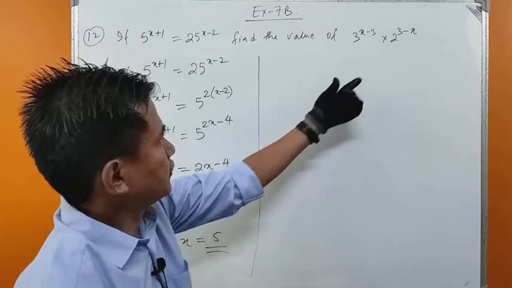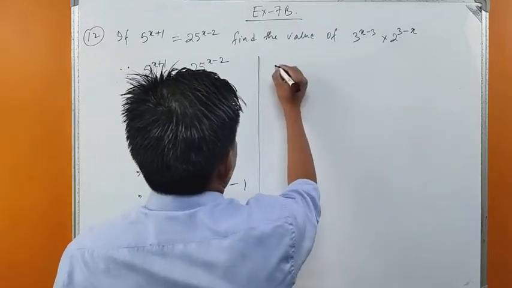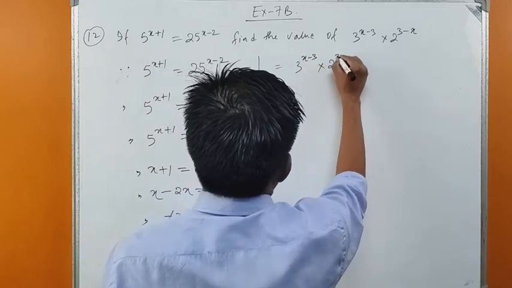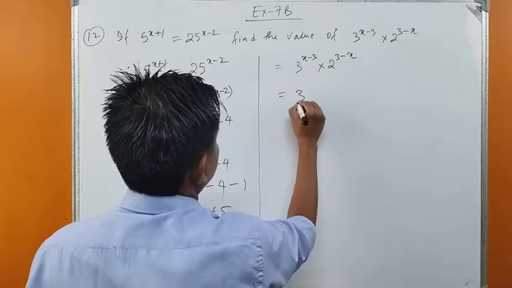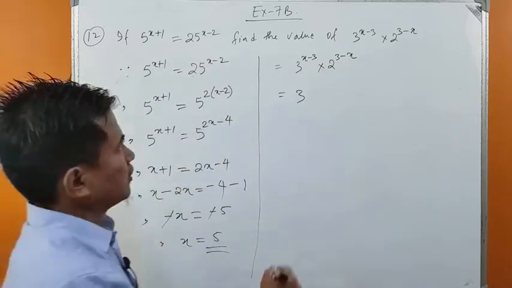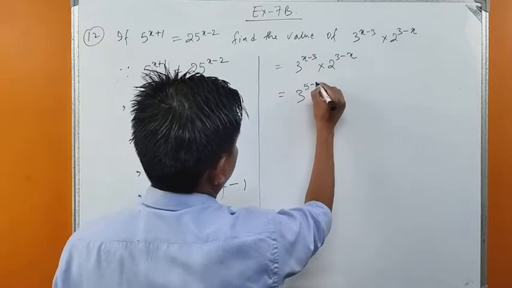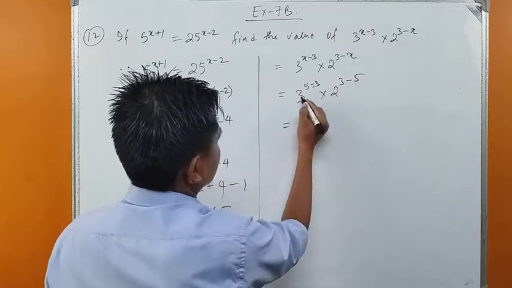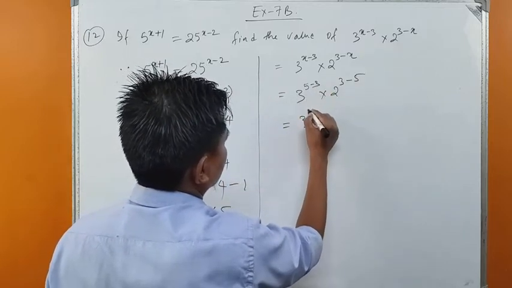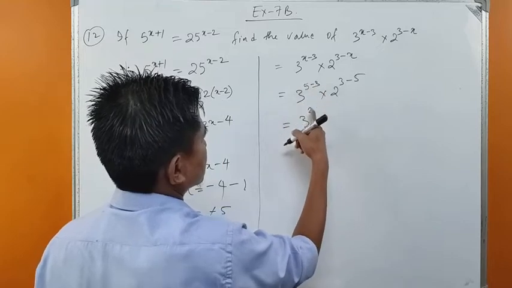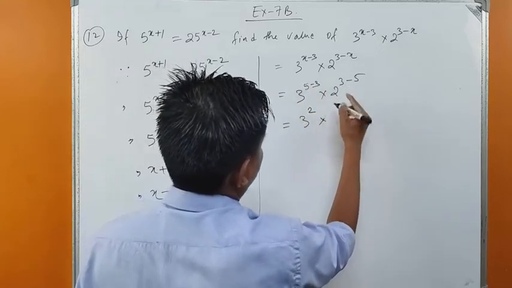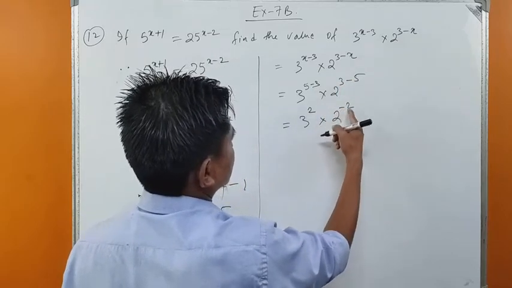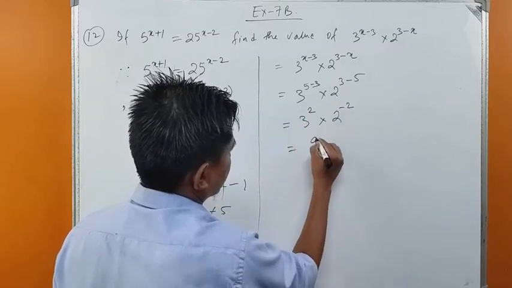Now let us find the value of this expression. So we have 3 to the power x minus 3 into 2 to the power 3 minus x. This means 3 to the power x, x is 5. So instead of x, I write 5: 3 to the power 5 minus 3 into 2 to the power 3 minus 5. Okay. So 3 to the power 5 minus 3 is 2, into 2 to the power 3 minus 5, which is minus 2, isn't it? So 3 squared is 9.